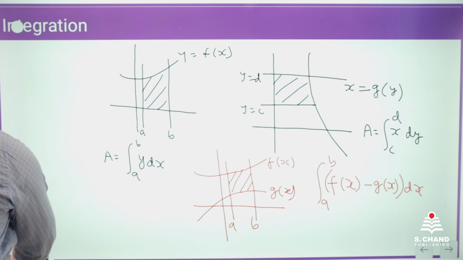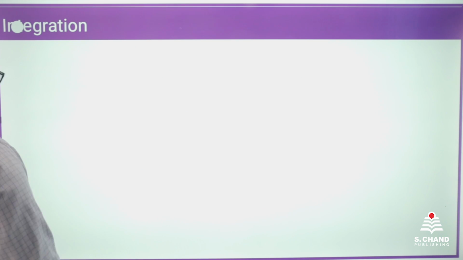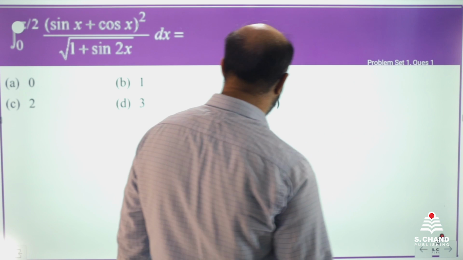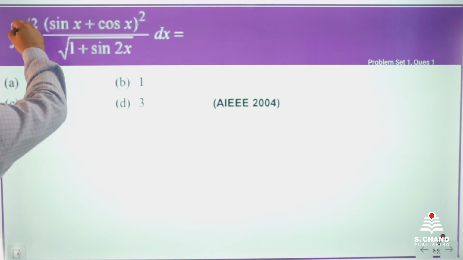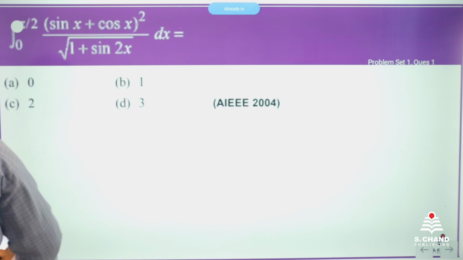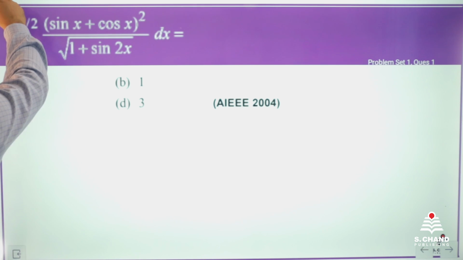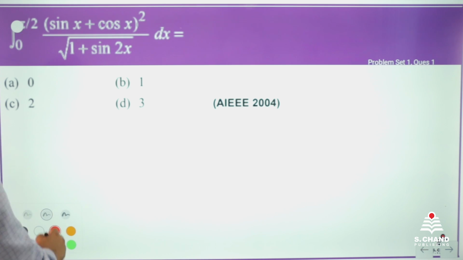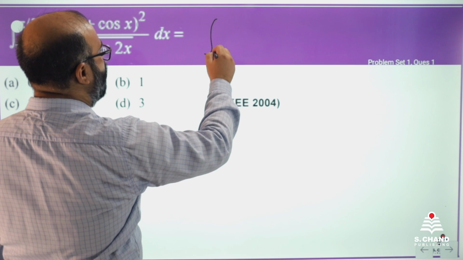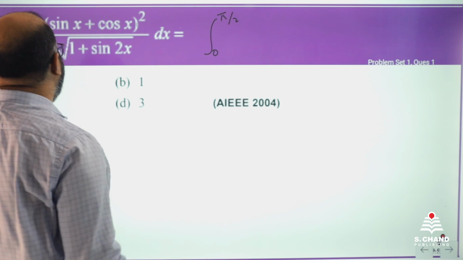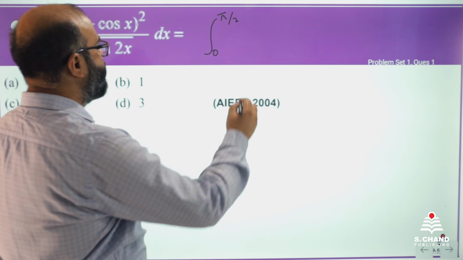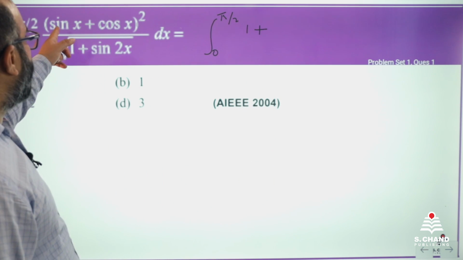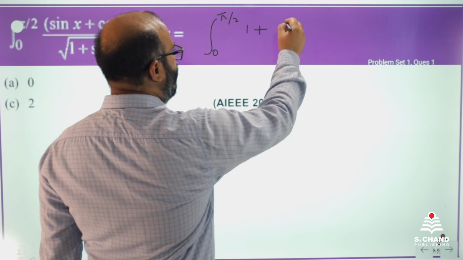Now let us see a few applications of all that we have studied and all the theory which you have done till now in this chapter. So this is the first question. This first question says find the integration from 0 to pi by 2 of sin x plus cos x whole square by root over 1 plus sin 2x dx. So what you can say is that it is 0 to pi by 2, and this will become sin square x plus cos square x, which will be 1, plus sin 2x, since 2 sin x into cos x will be sin 2x, right?